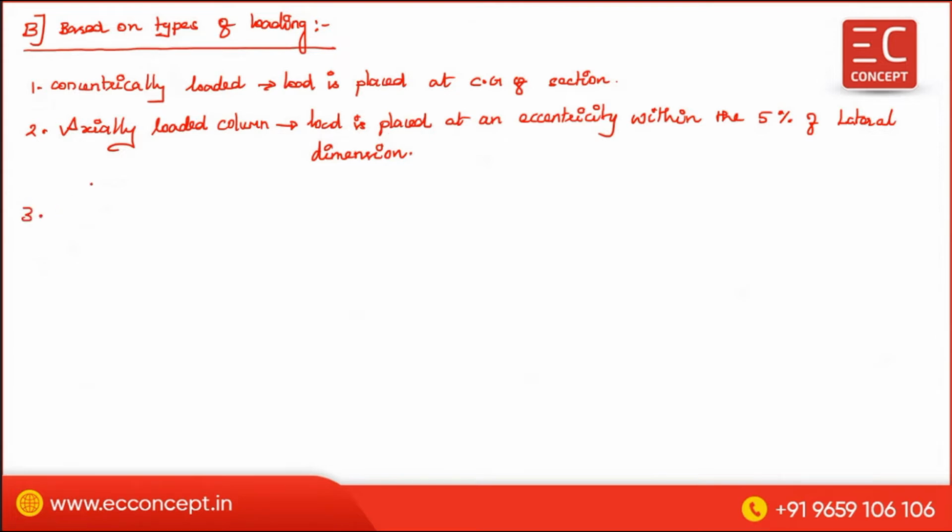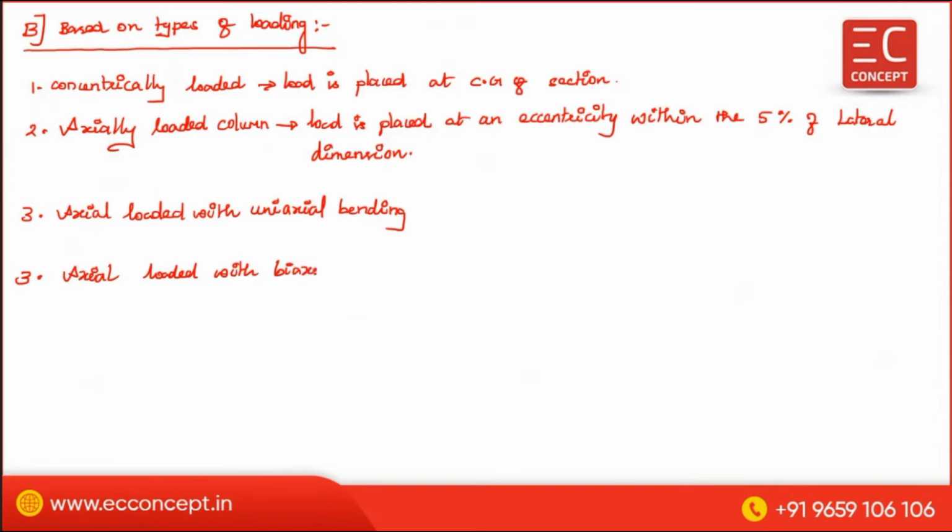The third one is axial load with uniaxial bending. That is an axially loaded column with one-side bending also there. The next one is axial load with biaxial bending.